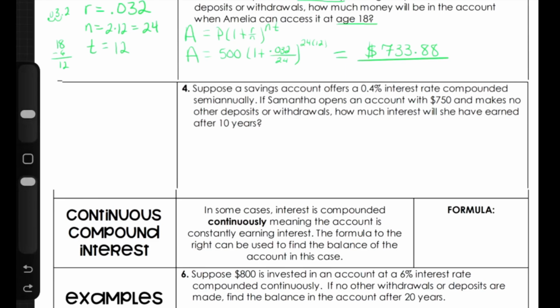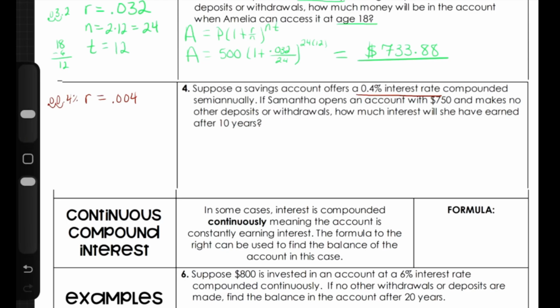So suppose the savings account offers a 0.4% interest rate. So we already found our rate. Our rate is equal to 0.4%. However, we need to have it in decimal form and get it out of that percentage. So let's move our decimal two places to the left. 1, 2. So we end up with 0.004 as our rate. And now we can continue reading.